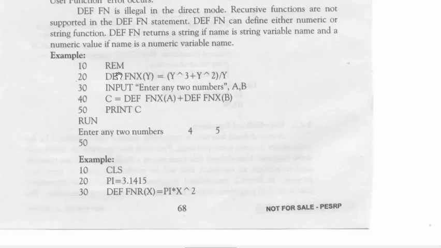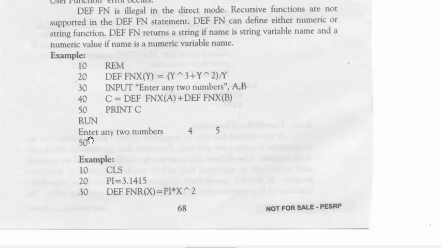Examples: REM remark. DEF FN X of Y is equal to (Y power 3 plus Y power 2) divided by Y. INPUT: enter two numbers, A, B. C is equal to FN X of A plus FN X of B. Now remember one thing: when we enter the value of A, Y will be replaced by A, and when we enter the value for B, Y will be replaced by B.